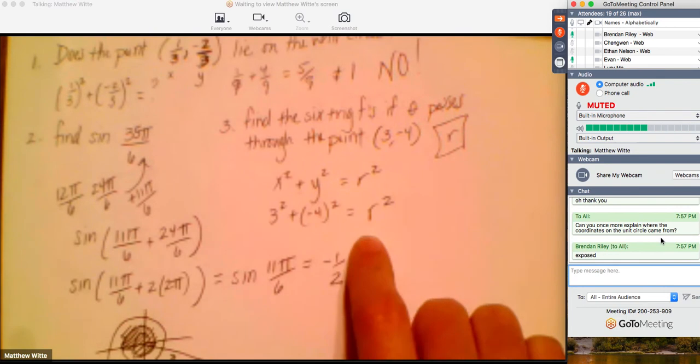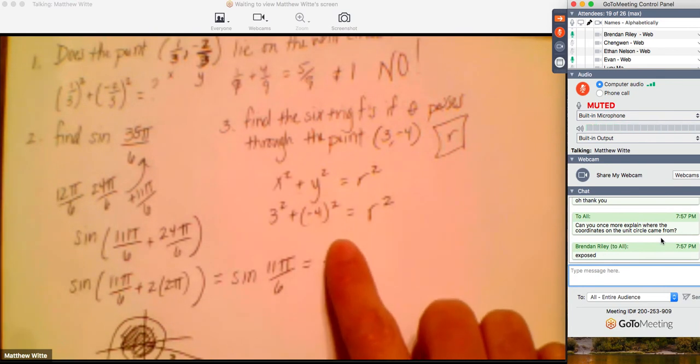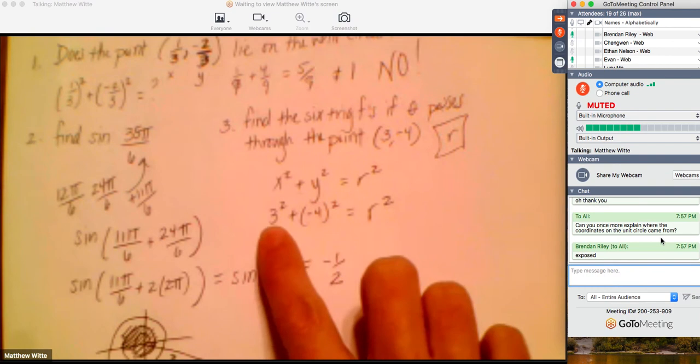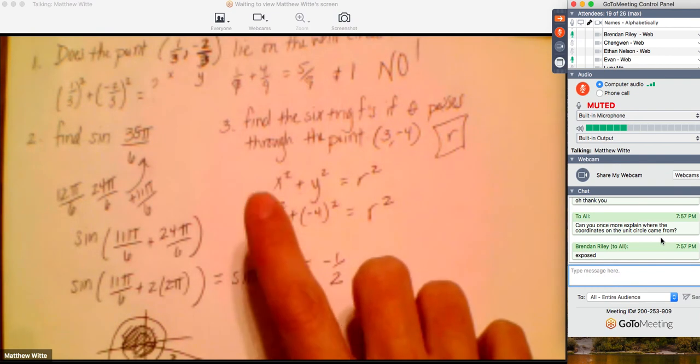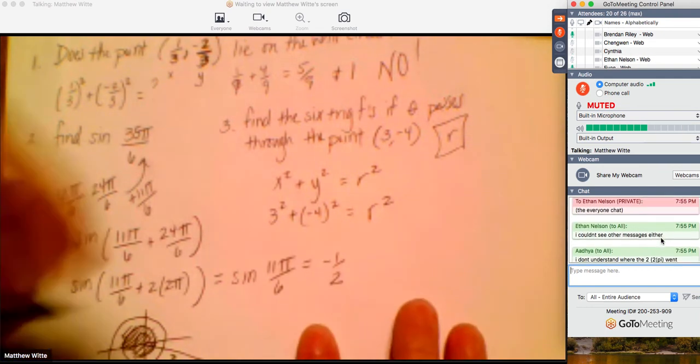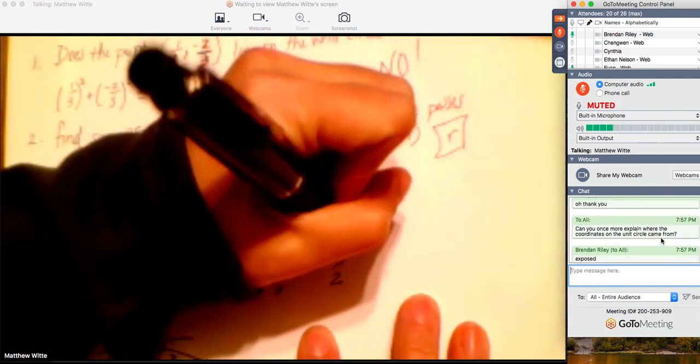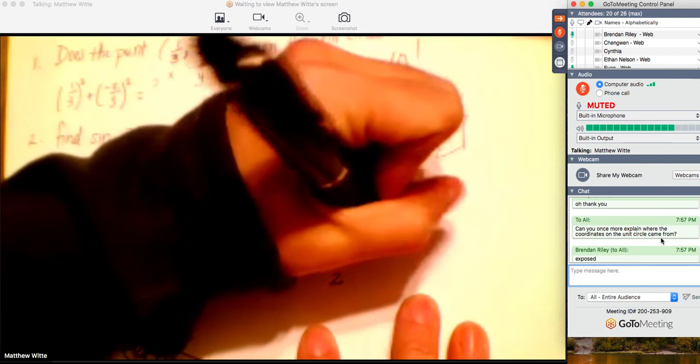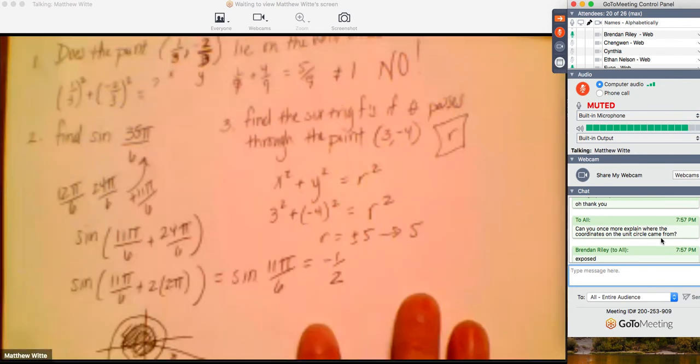And I gave you something easy today because it's late at night. For me, it's late at night. For you, it's not. So we have 3 squared plus 4 squared, so we're going to get 25 is equal to r squared. So r is equal to plus or minus 5, which again, we're only taking positive 5 because it's the radius of a circle. And we know radius is a positive distance. So r is equal to 5.